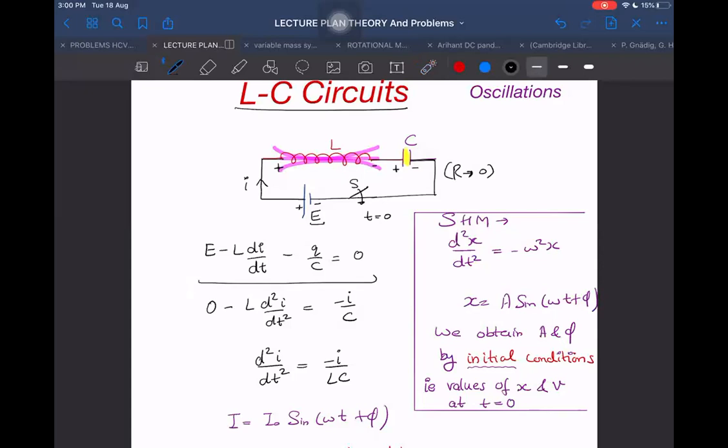The second part will have derivative L into d square I by dt square. Then Q becomes dq by dt, and dq by dt will become minus I by C. And why am I writing minus here? Here it should be plus, and then finally it will become minus when this minus goes to that side.